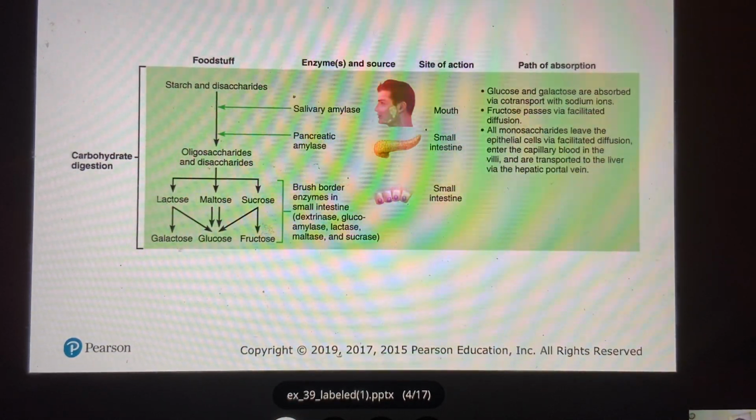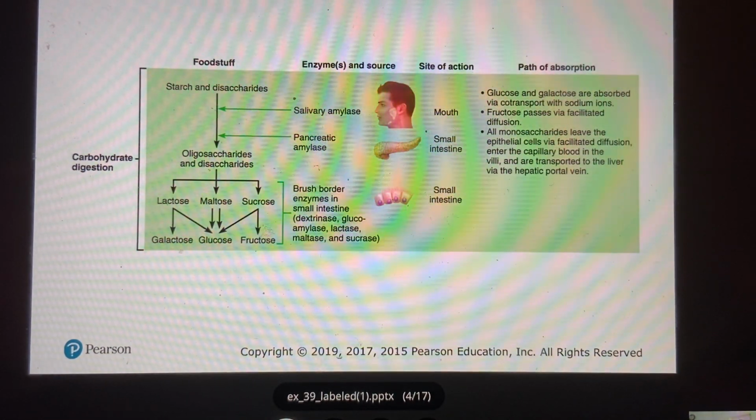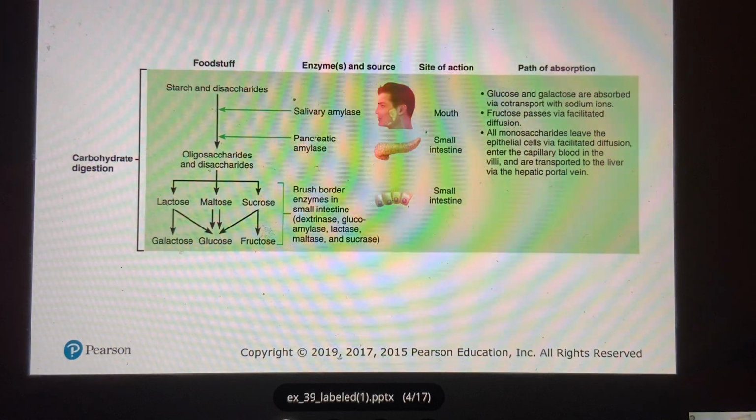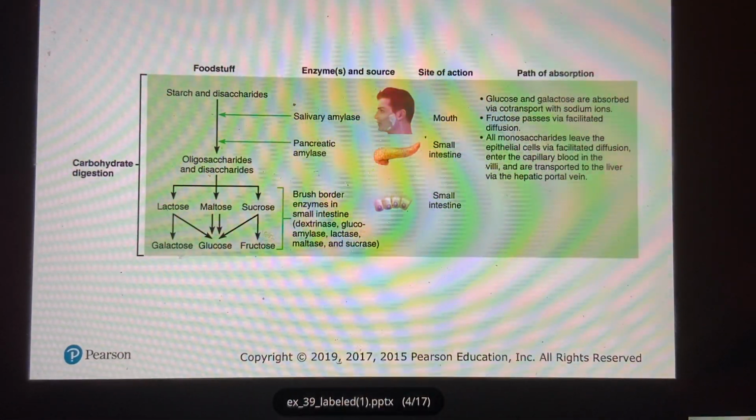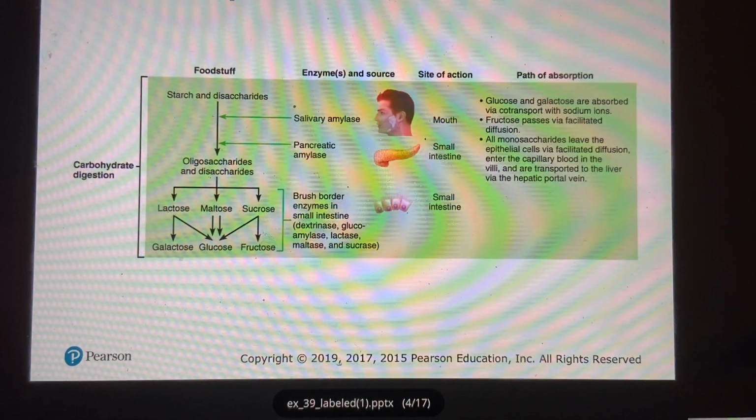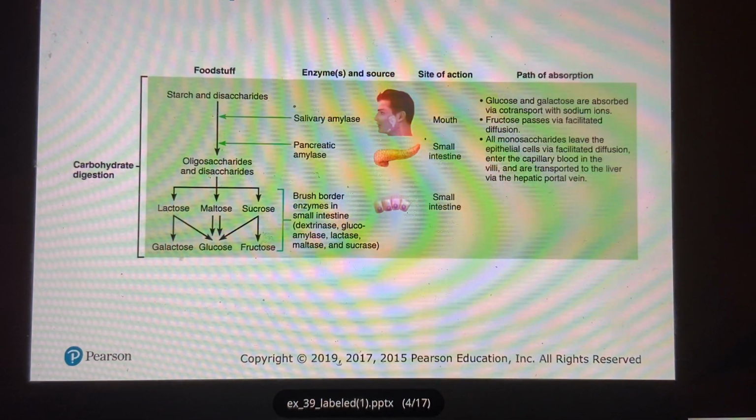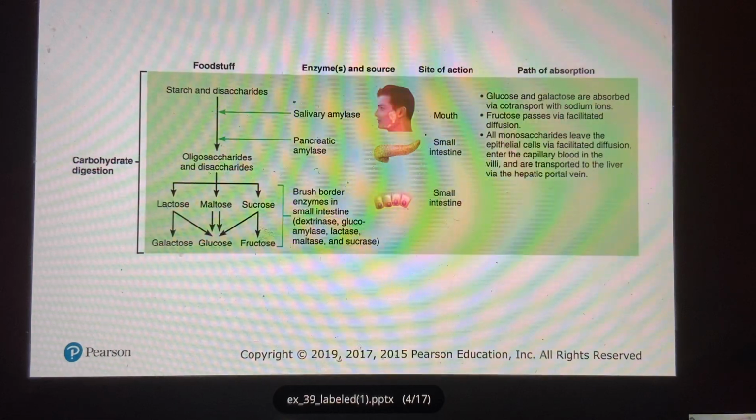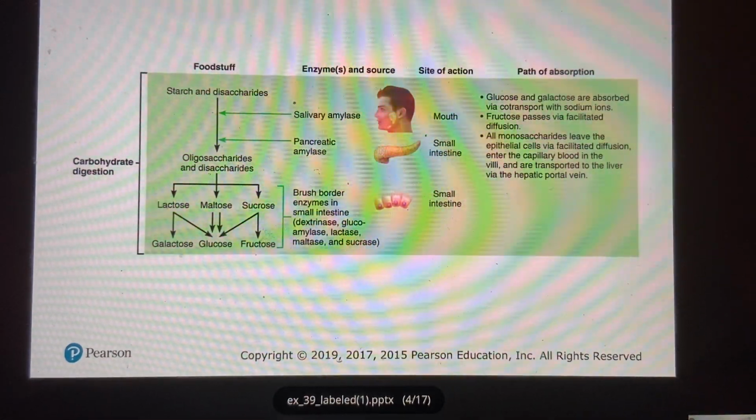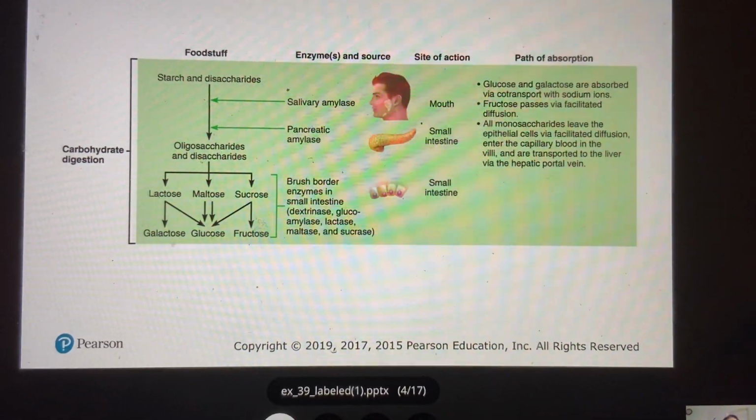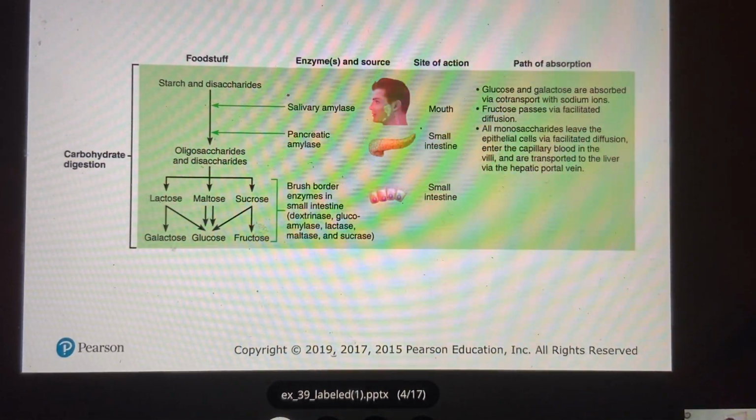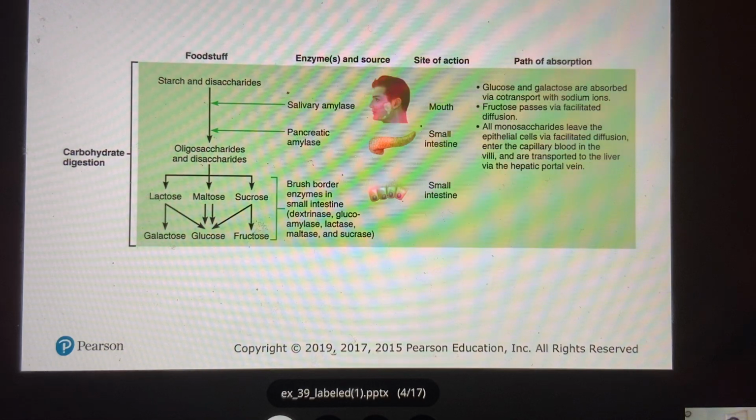So what is the role of the enzymes now? We have salivary amylase. The salivary amylase comes from the salivary glands. What are the three salivary glands? We have the parotid gland, the submandibular gland, and the sublingual glands. They produce salivary amylase. Aside from enzymes, of course, they produce saliva.